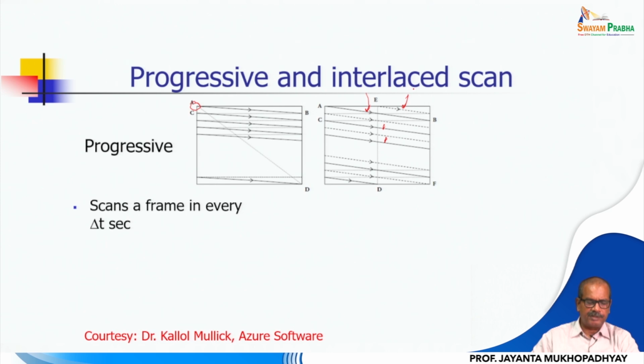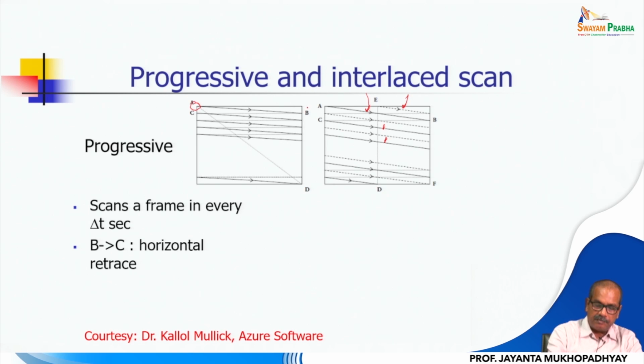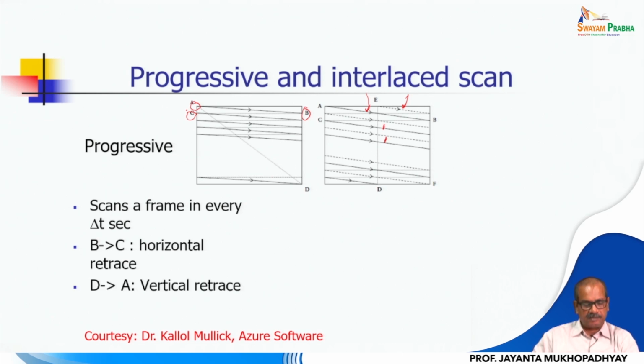Just a summary: progressive scans a frame every delta t seconds, that's the period of scanning, and it performs the horizontal scanning, and then there is a retrace, that means it moves from one horizontal line to the next horizontal line. It shows here from B to C transitions. This technology was developed on the principle of cathode ray tube scanning, where electron beams are scanned through a sweeping signal. Accordingly, these are described in this version. And then D to A is the vertical retrace.